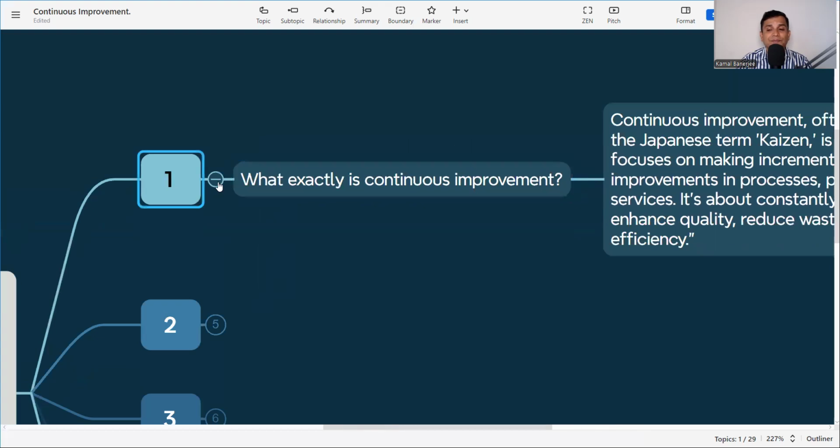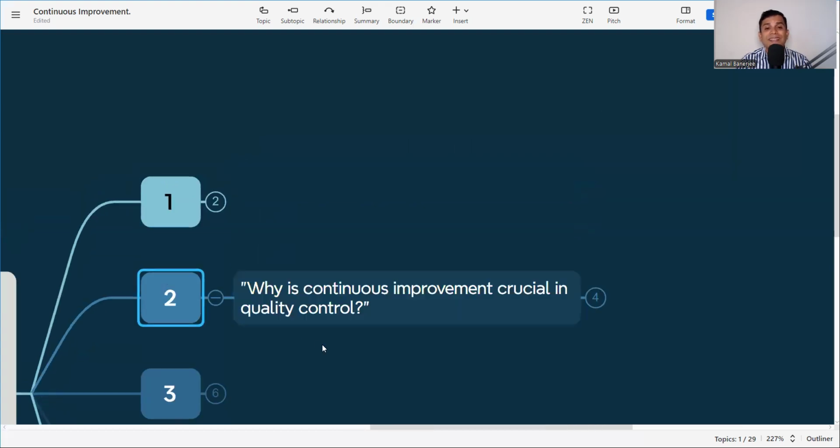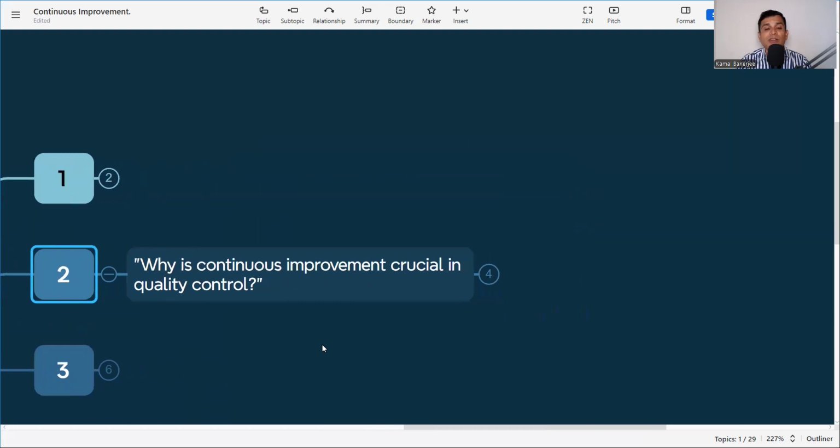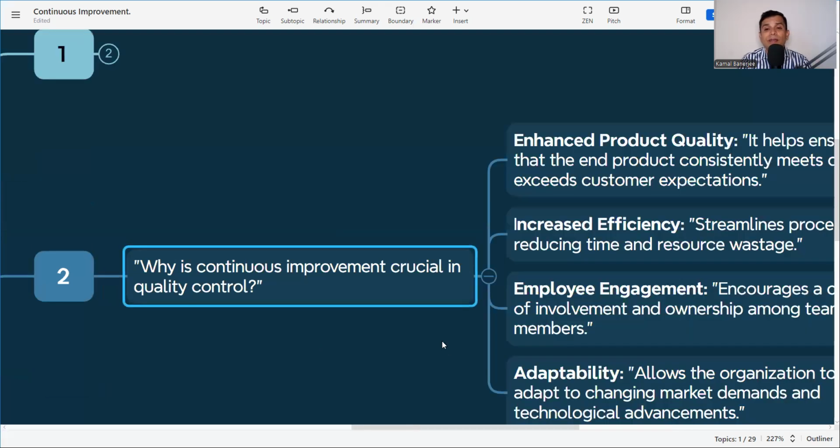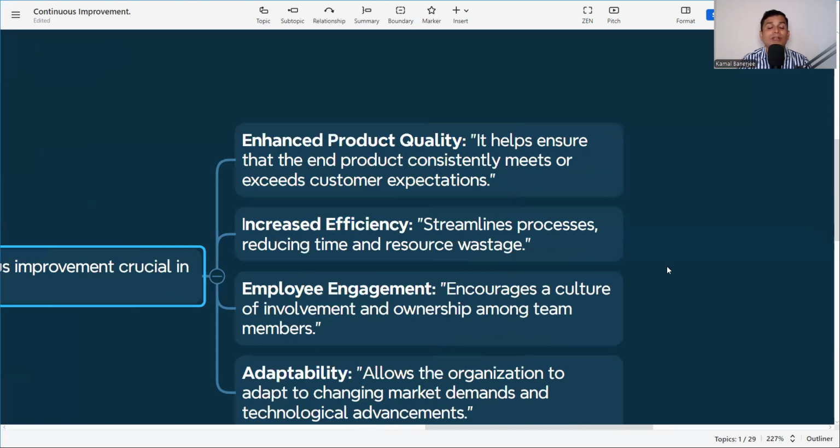The next part is why continuous improvement is crucial in quality control. Why do we need continuous improvement? Because we have already defined the process, and we could do the same process and get the end product. But why is it important to redefine the process incrementally, so that continuous improvement can happen? Let's see one by one. The first thing is enhanced product quality. As already discussed, it helps ensure that the end product consistently meets or exceeds customer expectations.